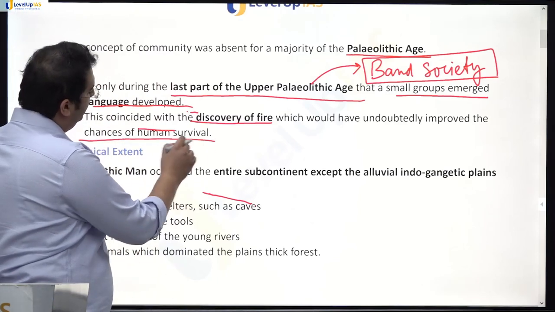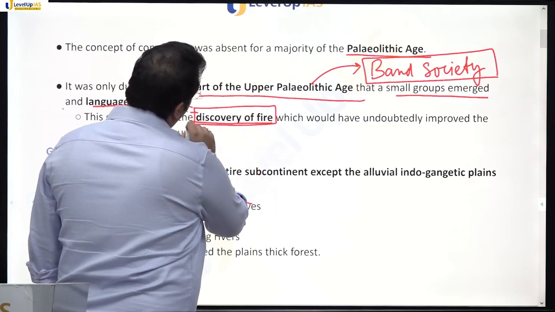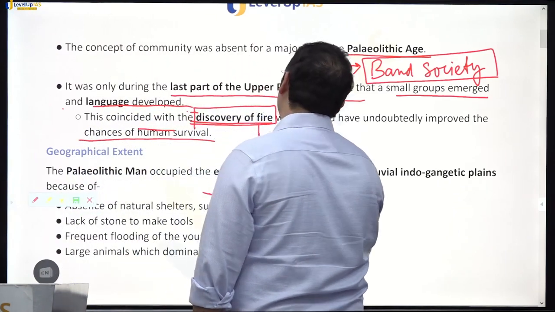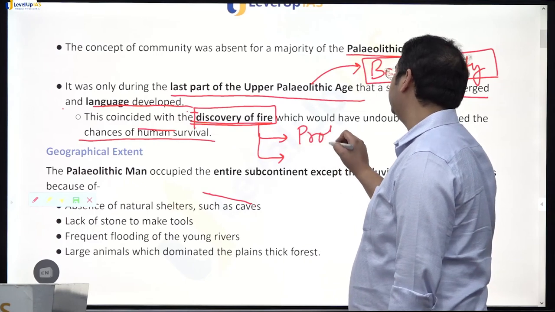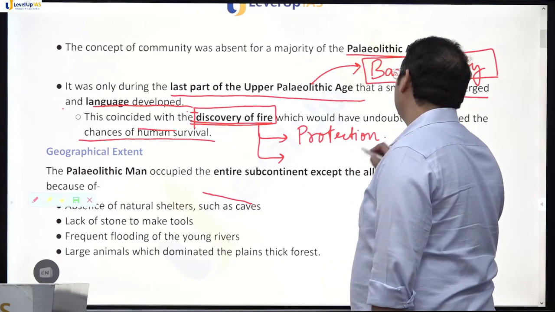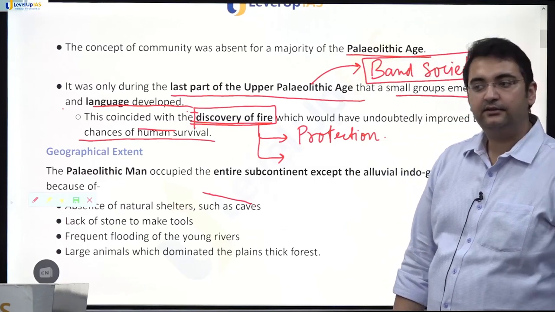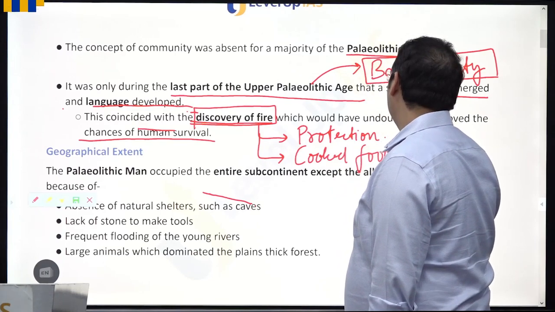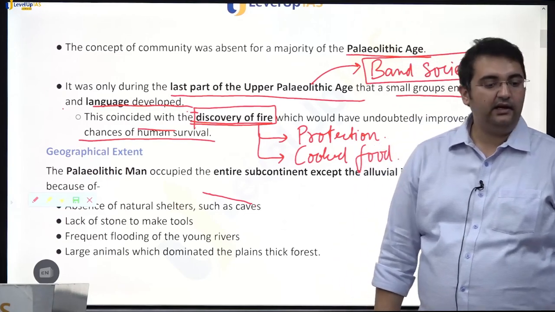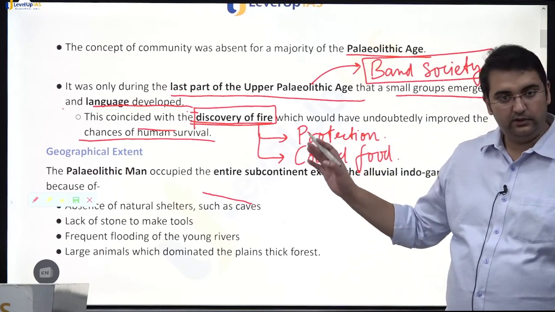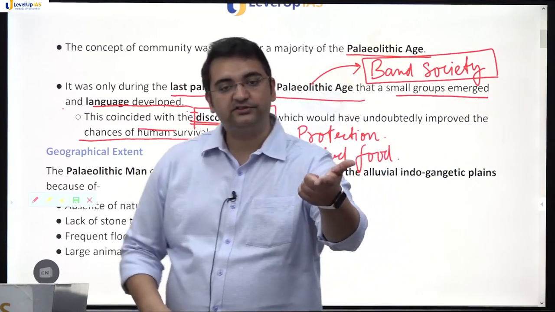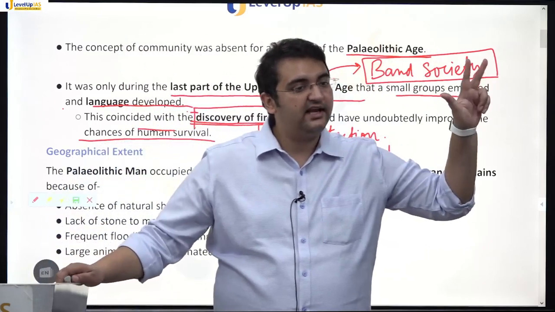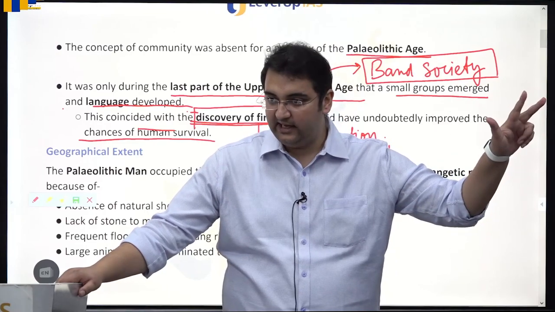How would the discovery of fire improve the chances of survival? Two primary ways. Ek to protection from large wild predators, and second, cooked food. Fire would kill off several of the disease carrying microbes in uncooked food. Okay? So language, band society, and the reliable use of fire. In which part of the Paleolithic age did they start? Upper Paleolithic age mein. Theek hai?